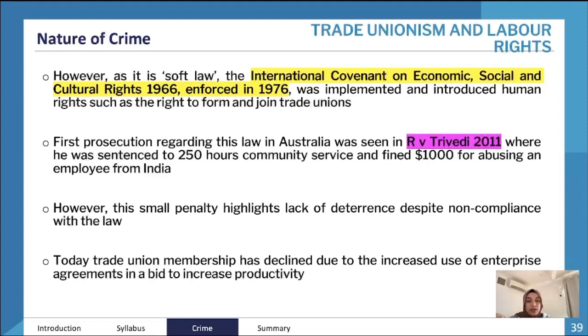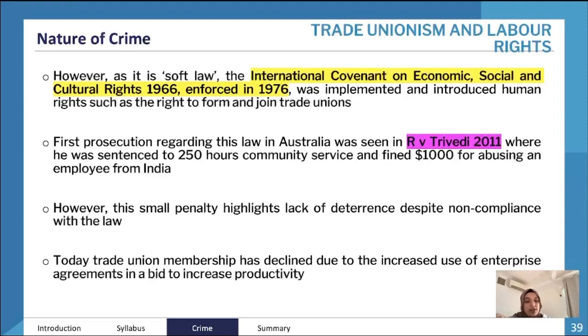So the first prosecution regarding this law in Australia was seen in the case of R v Trivedi, 2011, where he was sentenced to 250 hours of community service and fined $1,000 for abusing an employee from India. So again, very obvious and very clear examples of effectiveness of the law. Some people may argue ineffectiveness and say actually that's not enough of a punishment. So regardless, you can choose either side and argue your case. However, this small penalty lacks deterrence. Obviously, some people will be like, oh, I don't mind doing that. So it may not really stop people, right?